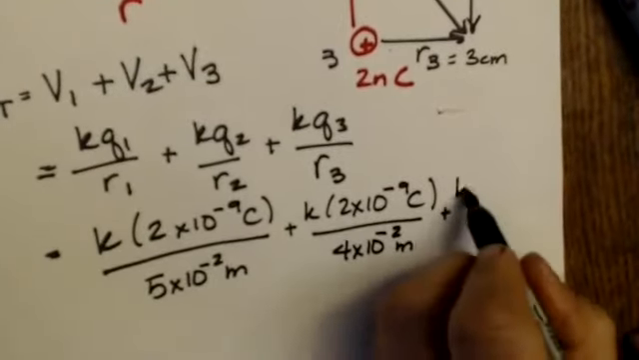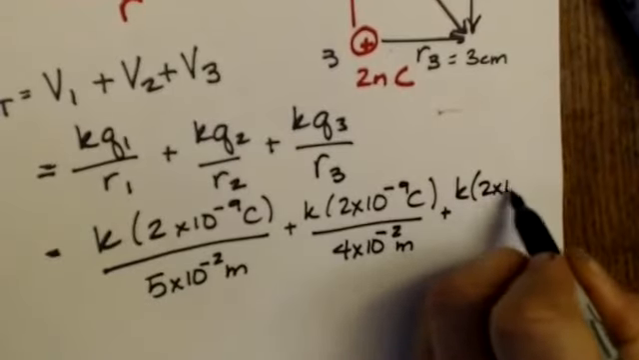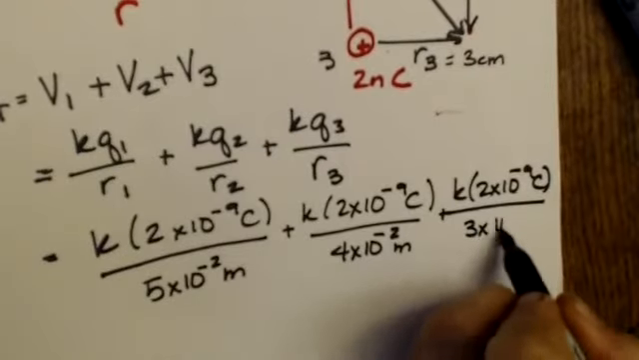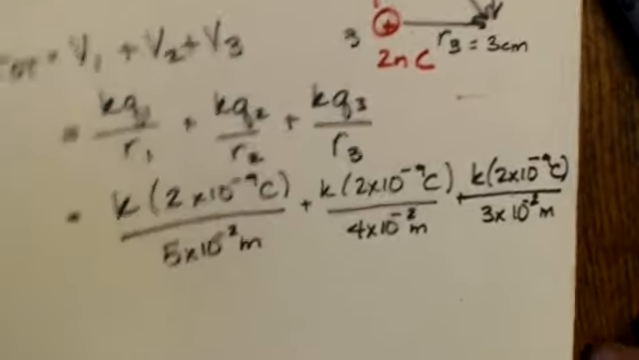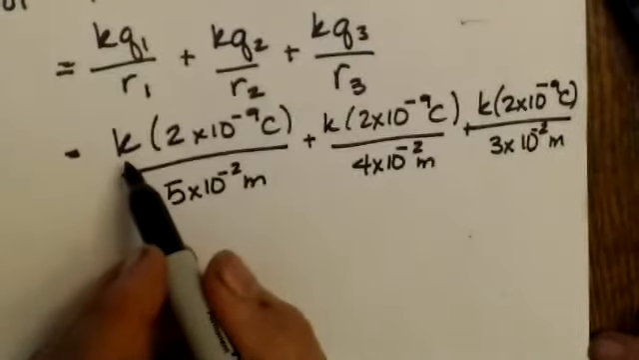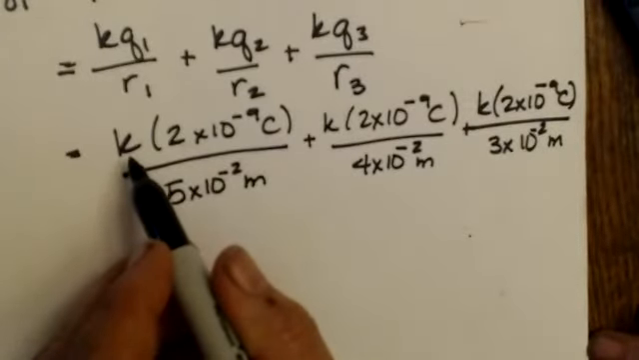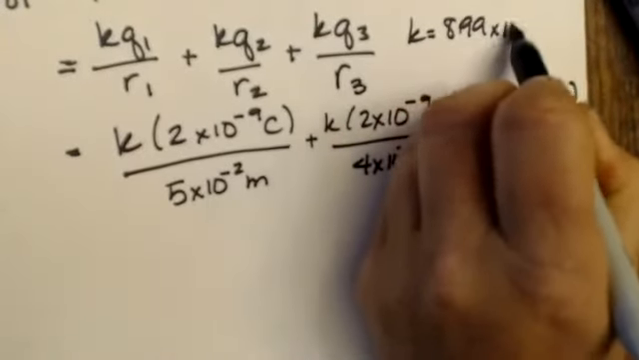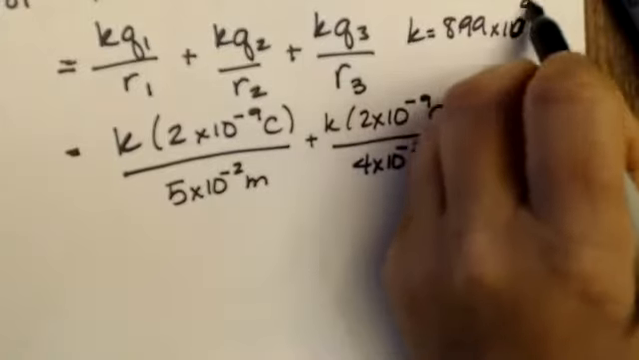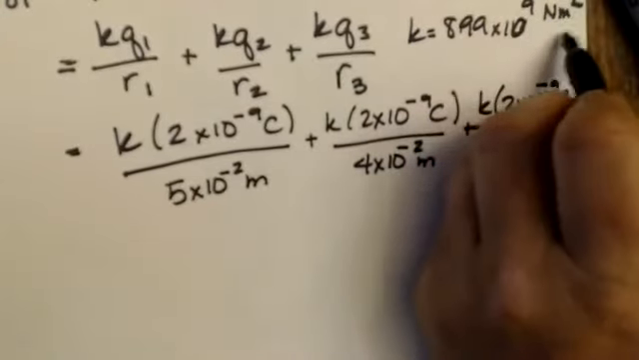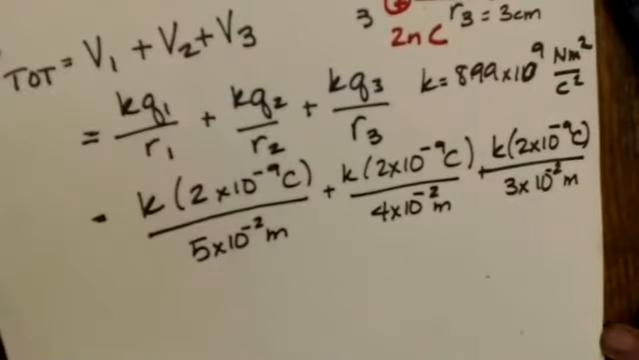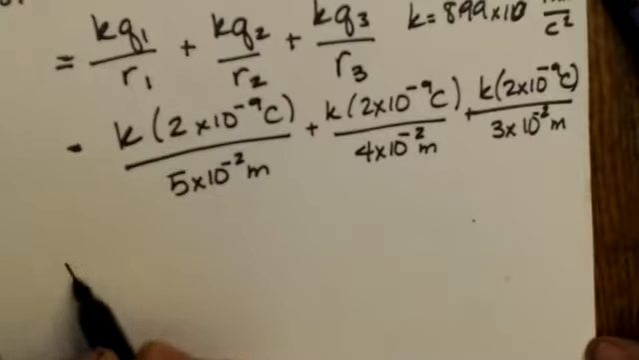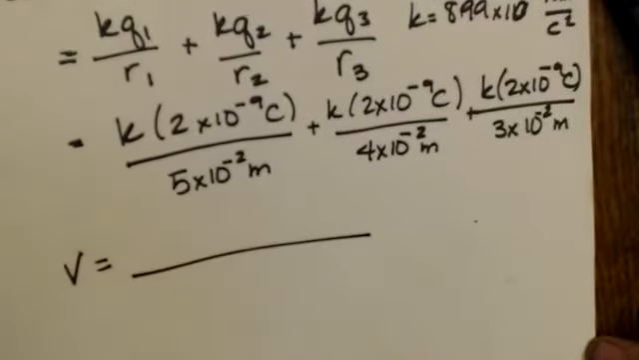And then K times, again, 2 nanocoulombs over R3, which was 3 centimeters. Okay. K, remember, is 8.99 times 10 to the 9th. That's just that constant like we used in the last chapter. So that's 8.99 times 10 to the 9th Newton meter squared per coulomb squared. That's the same K we used in the previous unit. So we literally just add up those numbers. Very simple. There's no components. There's none of that. So you just add them up and you get V.